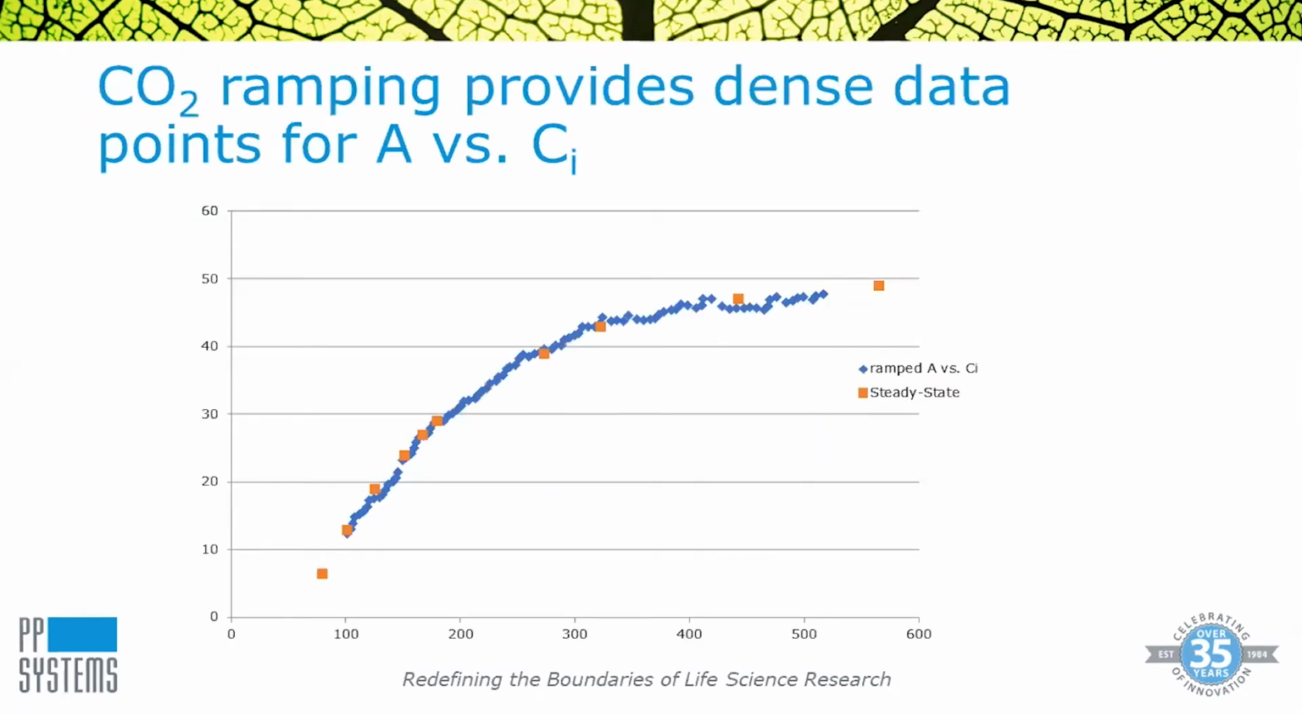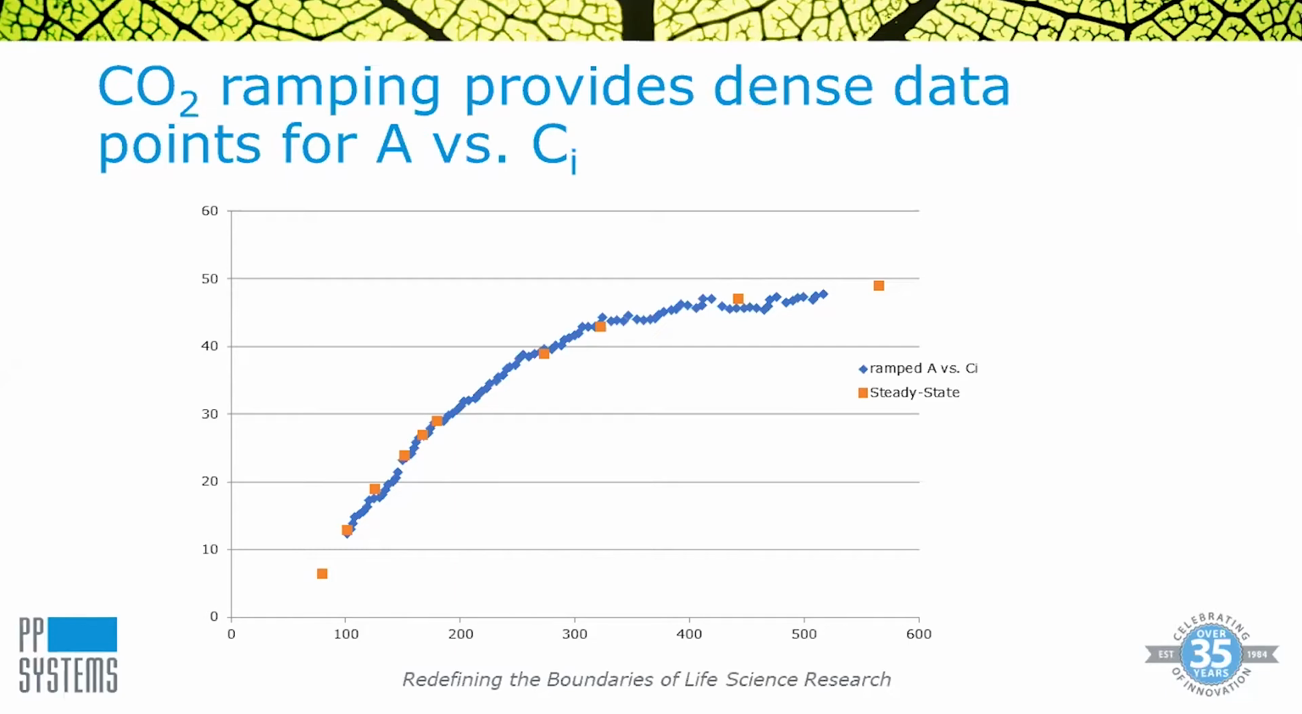So hopefully most of you are familiar with CO2 ramping. This is just an A versus CI curve. The orange dots here are points collected with traditional steady state measurements, and all the blue dots are collected with the CO2 ramping system in the CIRAS-3. You can see that they pretty much define the same curve, but the density of data points is a whole lot more with the blue than with the orange, in a smaller amount of time.